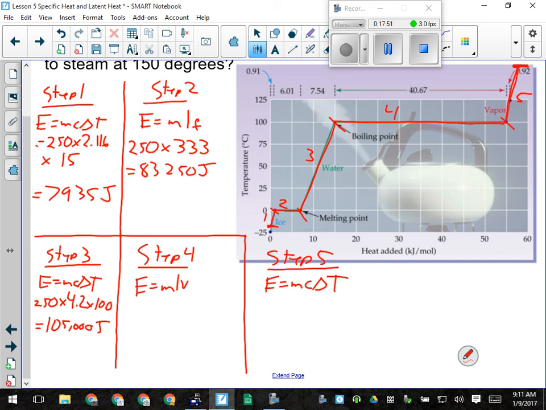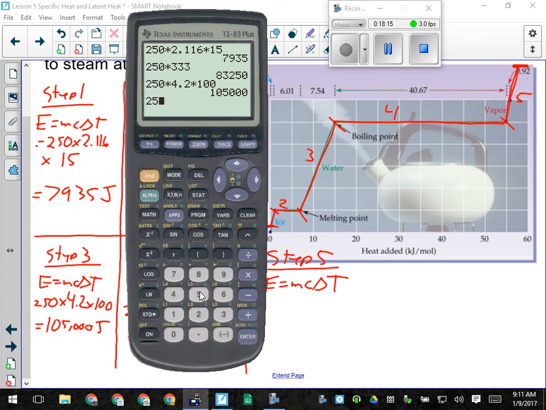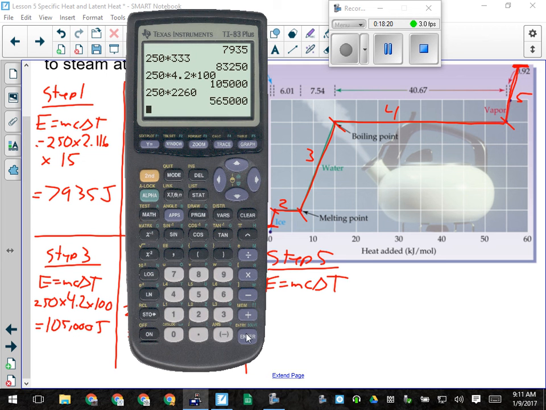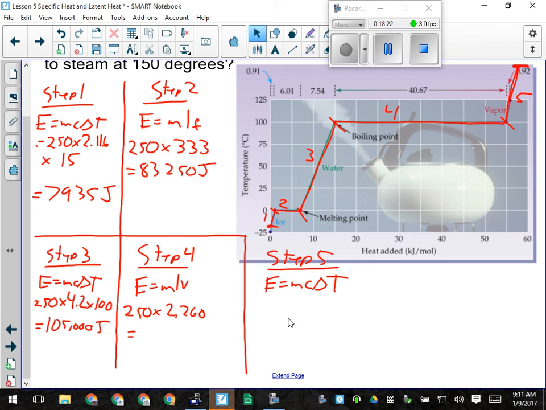E equals mL_V for step 4. Our mass is still 250 grams. Like we said, that's not going to change. And we're going to multiply that by L_V, the latent heat of vaporization for water. Is the latent heat of vaporization different for different materials? Yes, just like specific heat capacity is different for different materials. 2,260 joules per gram. Is this going to be a big number? Yep. 565,000 joules.